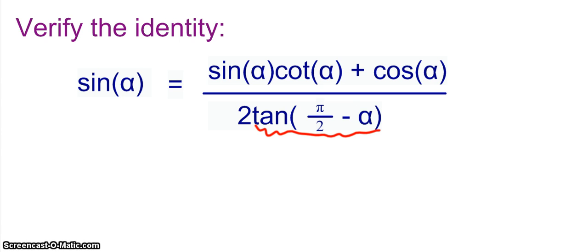So if you look at those identity sheets that we have, or your notes packet, but my hint is you are going to change this into cotangent of alpha. Okay, so tangent of pi halves minus alpha is the same thing as the cotangent of alpha. This 2 still stays here. So, given that, I want you to try to do the rest of this, verify the identity. Pause the video. I'll pause when you're ready to check. Sound good? All right.